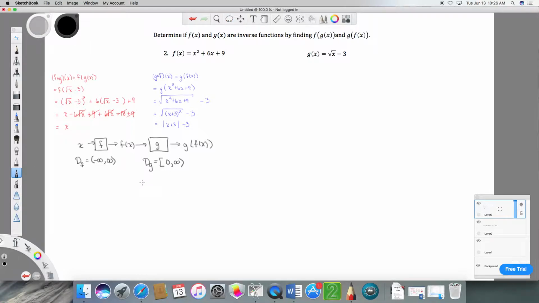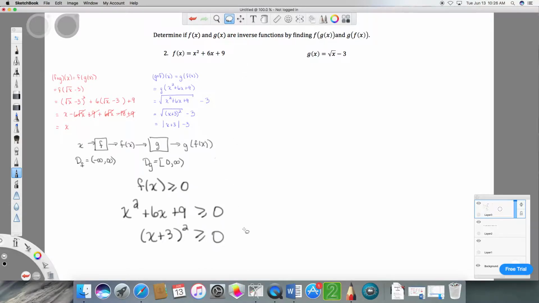I need to make sure that f of x is always greater than or equal to 0 to be in the domain of g. Well, what is f of x? It's this quadratic. And I know that I can factor this quadratic to x plus 3 quantity squared. And I know that the critical point of this is negative 3.